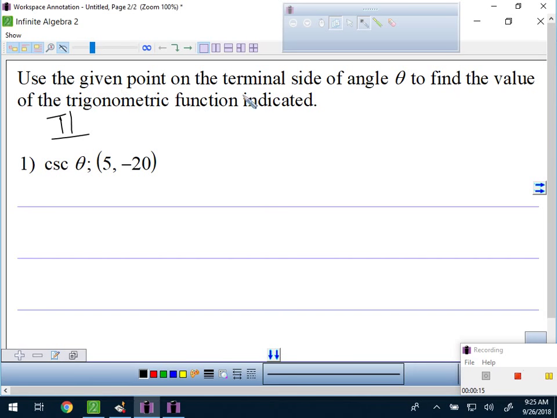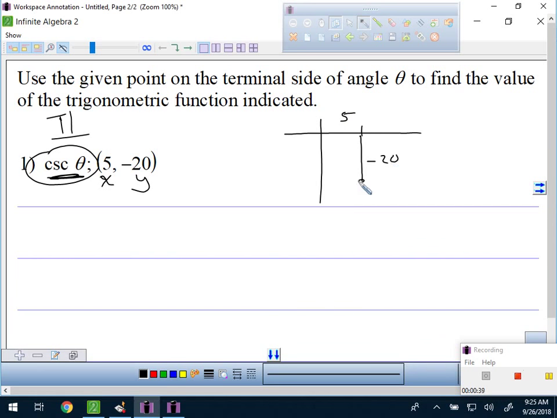It says, use the given point on the terminal side of your angle to find the value of the trig function indicated. So I want you to find what cosecant of theta is. I give you this point, 5, negative 20. So the first thing I would do is plot that point. So I know that positive 5 and negative 20 is this point that's right there. And so then my angle is this reference angle right there.